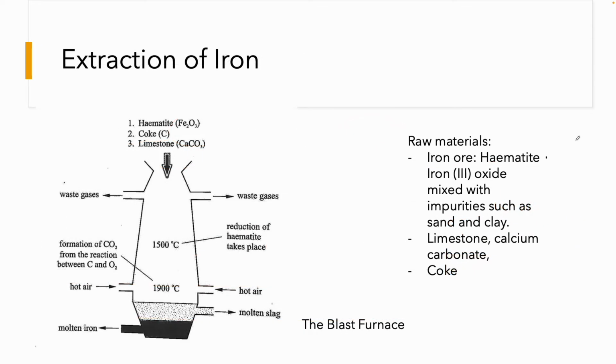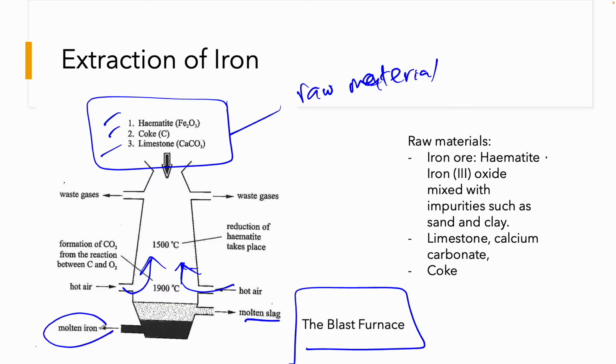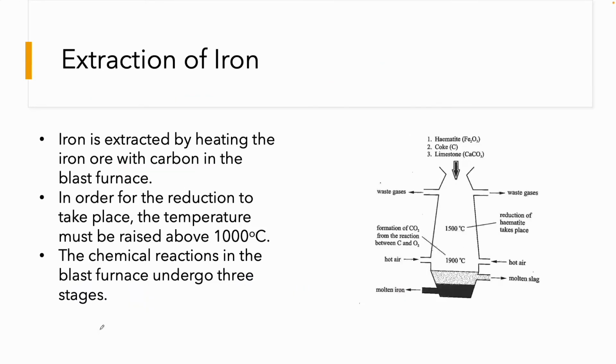This section is about extraction of iron. So this is a blast furnace. In this blast furnace, you will see that the raw materials are hematite, coke, and limestone. Oxygen or hot air comes in from below, and ultimately you get molten slag and iron. Extraction of iron is done by heating the iron ore with carbon inside the blast furnace. At high temperatures, chemical reactions take place, and ultimately you get the molten iron and the slag.